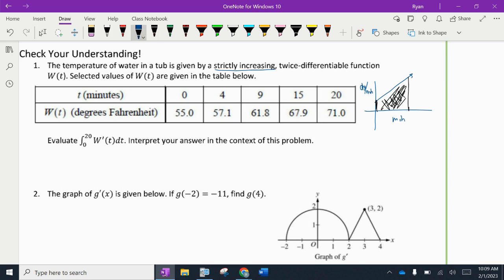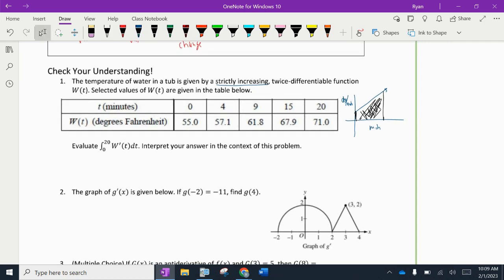So integrating this. The integral of W prime, that's the antiderivative. That's taking it up a level, right? It's going from velocity to position. What would be the integral, the antiderivative of W prime? So when I ask that question, I'm saying the derivative of what is W prime? W. So the integral of this is W of T. And we have these definite bounds going from 0 to 20.